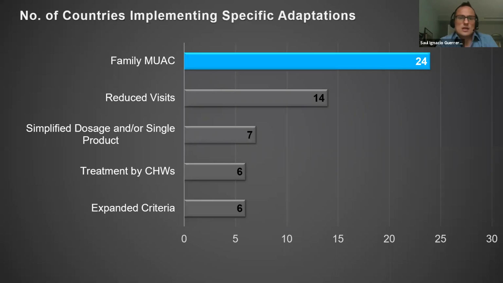So for example, in the case of family MUAC, which is the process of empowering caregivers to use MUAC bands for the early detection and self-referral of children who are wasted, we are seeing a rapid expansion of this approach across a range of countries. Next.